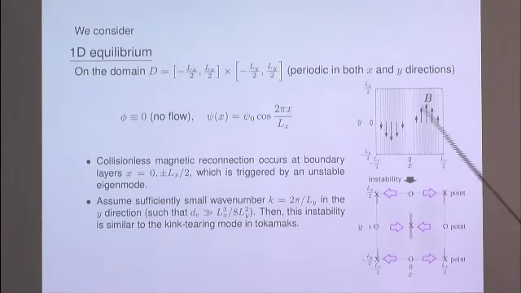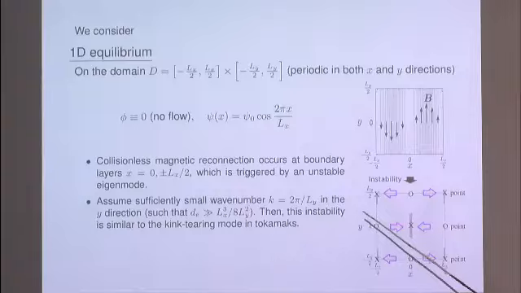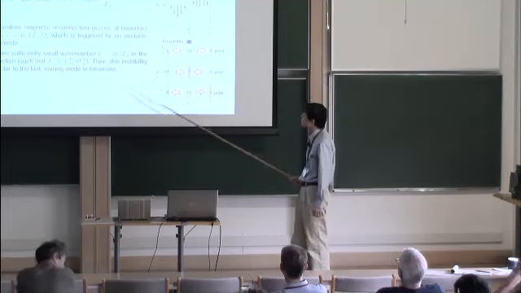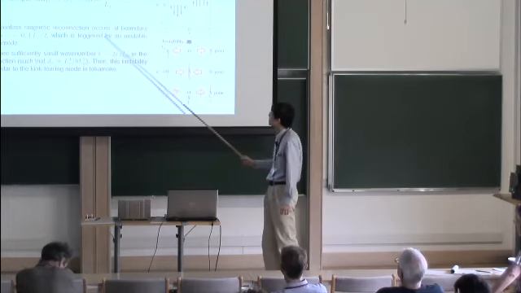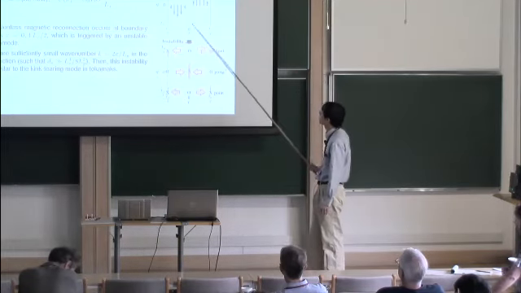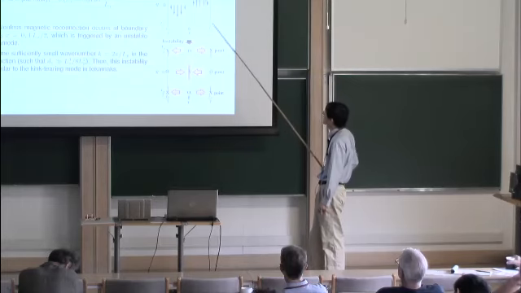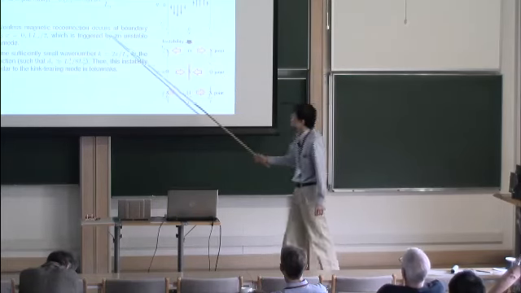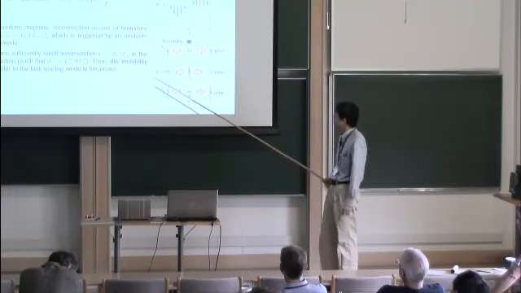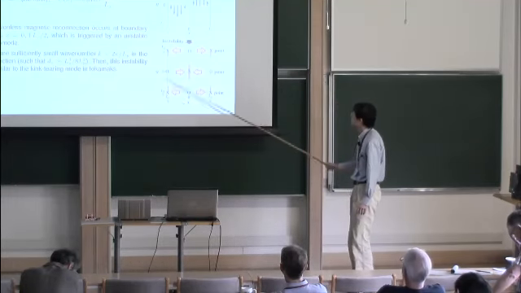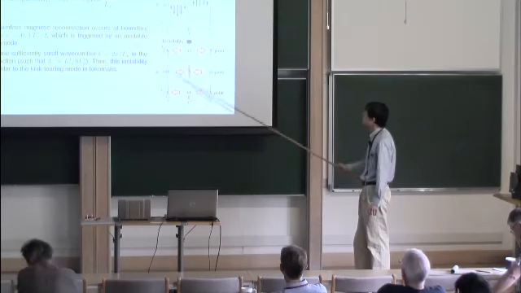looks like this. So there is an antiparallel field line. And this equilibrium state is found to be unstable, linearly unstable. So the collisionless magnetic reconnection occurs at the boundary layers, which are located at x equals 0 and plus minus Lx/2 here. And this reconnection is triggered by the unstable eigenmode. And this is the picture of the linear instability.